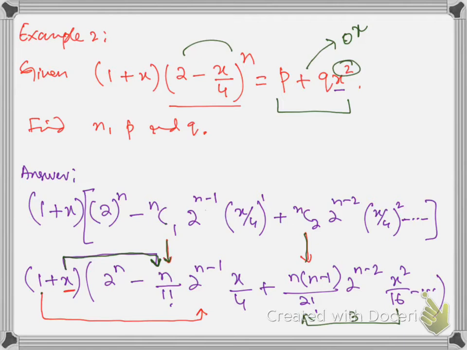Example 2. Given (1 plus x)(2 minus x) upon 4 is equal to p plus qx plus 2x square. In this example we have the expanded form. So first we will expand this expansion up to and including the term x square, because the expanded form is up to and including the term in x square.